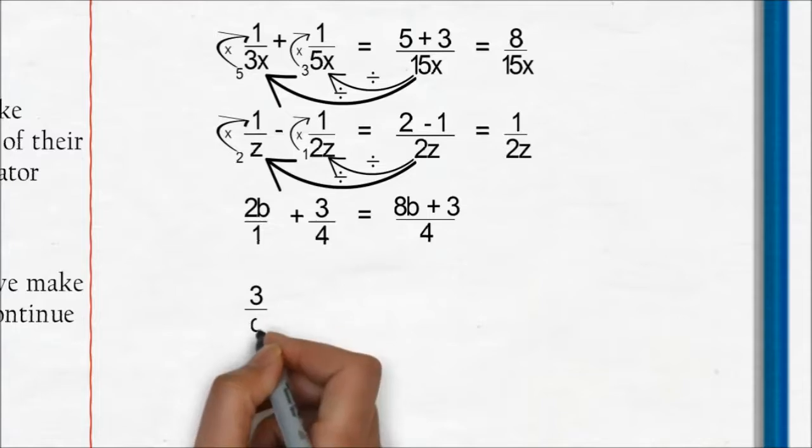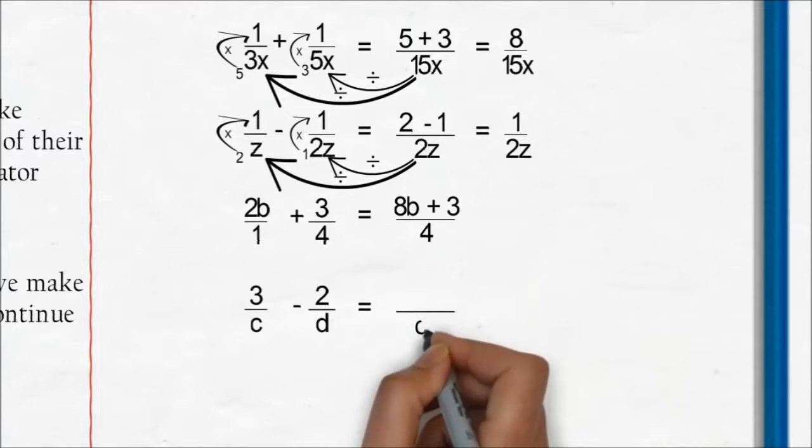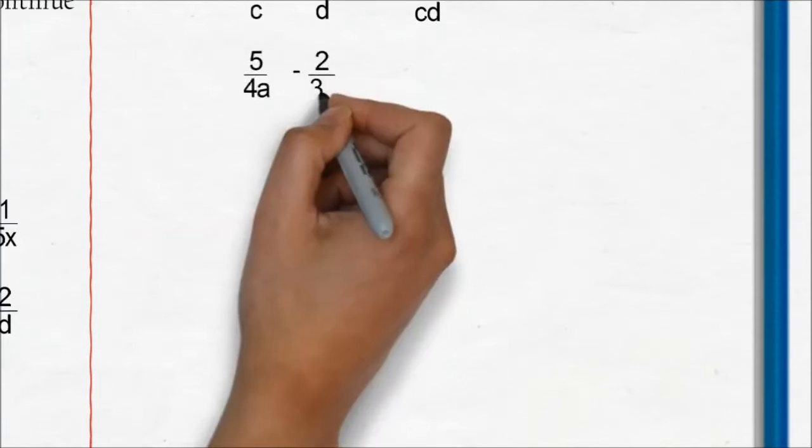Now in number 6, we have 3 over c minus 2 over d. First, the LCM of c and d will be cd. Now cd divided by c, we have d. d multiplied by 3, we have 3d. cd divided by d, we have c. c multiplied by 2, we have 2c. So at the numerator, we have 3d minus 2c. Also, we cannot subtract 2c from 3d, so we cannot simplify it further. Therefore, our answer is 3d minus 2c over cd.